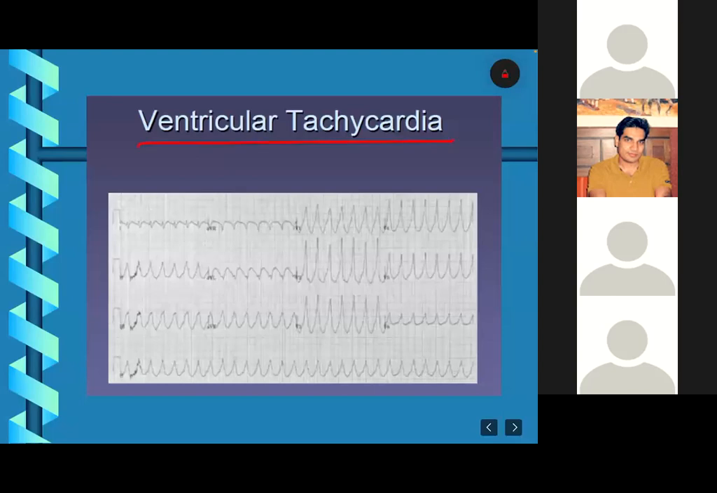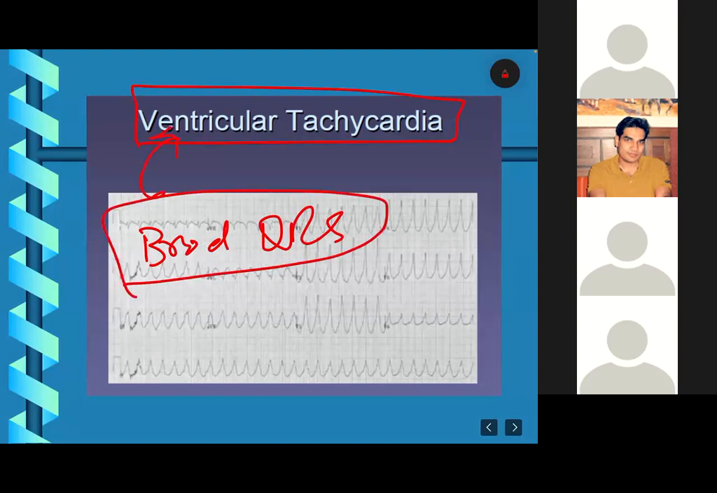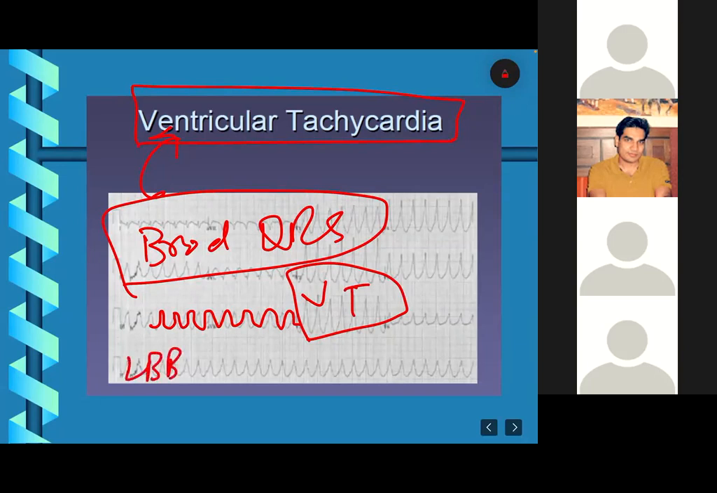Then comes ventricular tachycardia. In ventricular tachycardia, there is always a broad QRS, because the QRS shows the ventricles. If there is broad QRS and tachycardia, that leads towards ventricular tachycardia or VT. But if pre-existing LBBB or RBBB is present, then it is difficult to interpret whether the widening of the QRS is due to ventricular tachycardia or LBBB or RBBB.